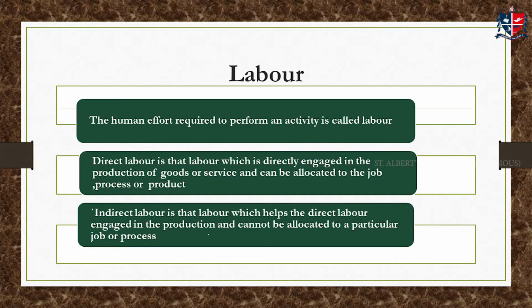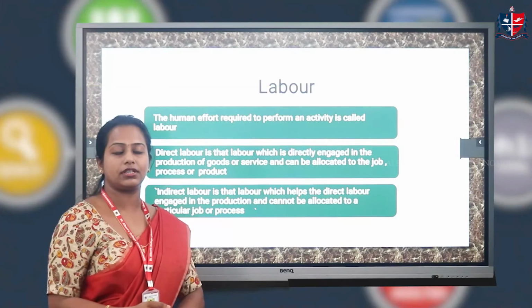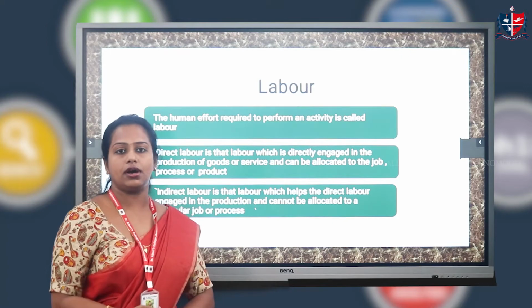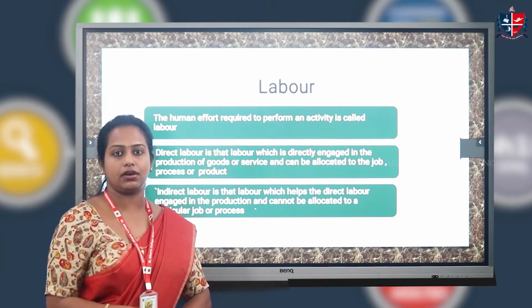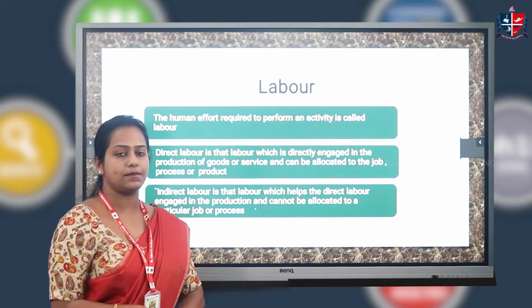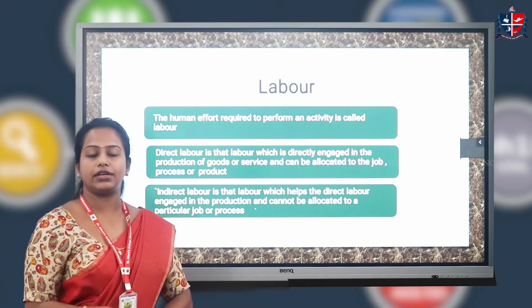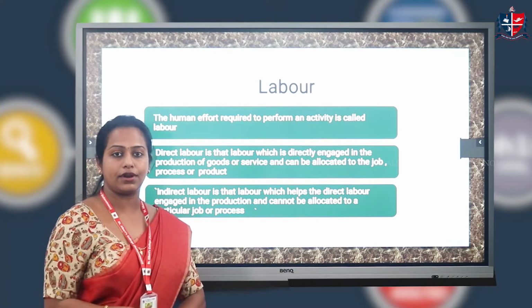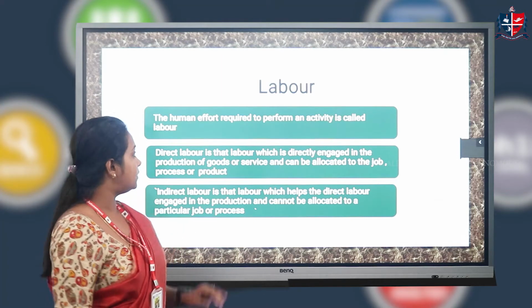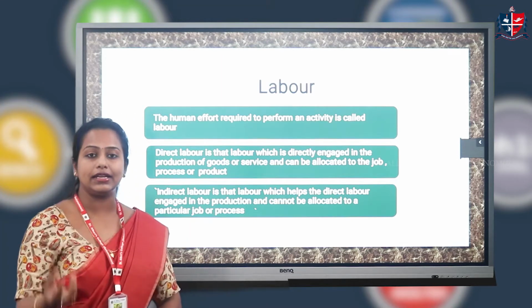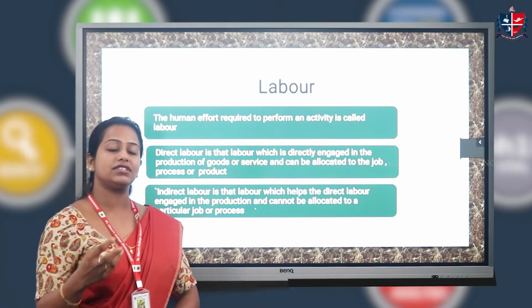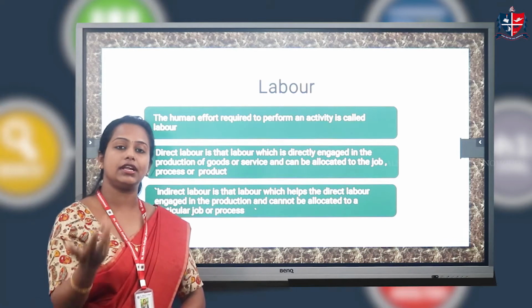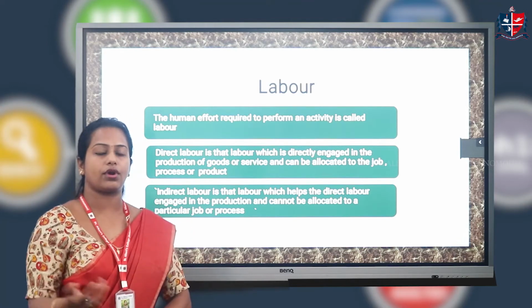Next, we have labor. Labor is the human effort involved in the production of a particular product. The human activity or the human effort is the labor. Labor is also divided into two types, that is direct labor and indirect labor. Direct labor is that which is directly engaged in the production of goods and services, or those efforts that can be conveniently allocated to a particular job or a production process.